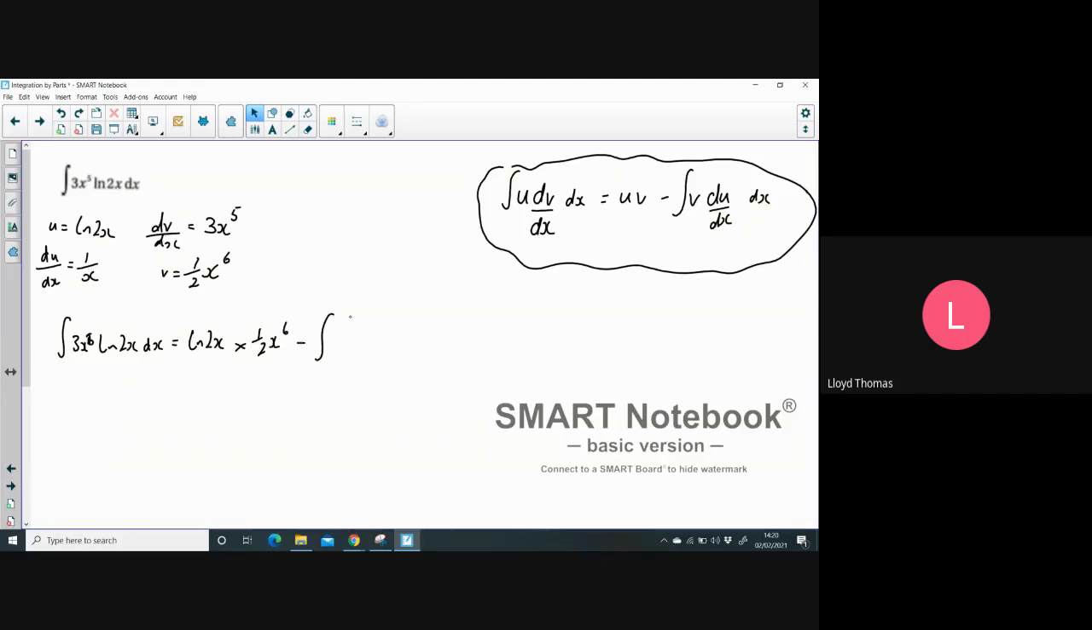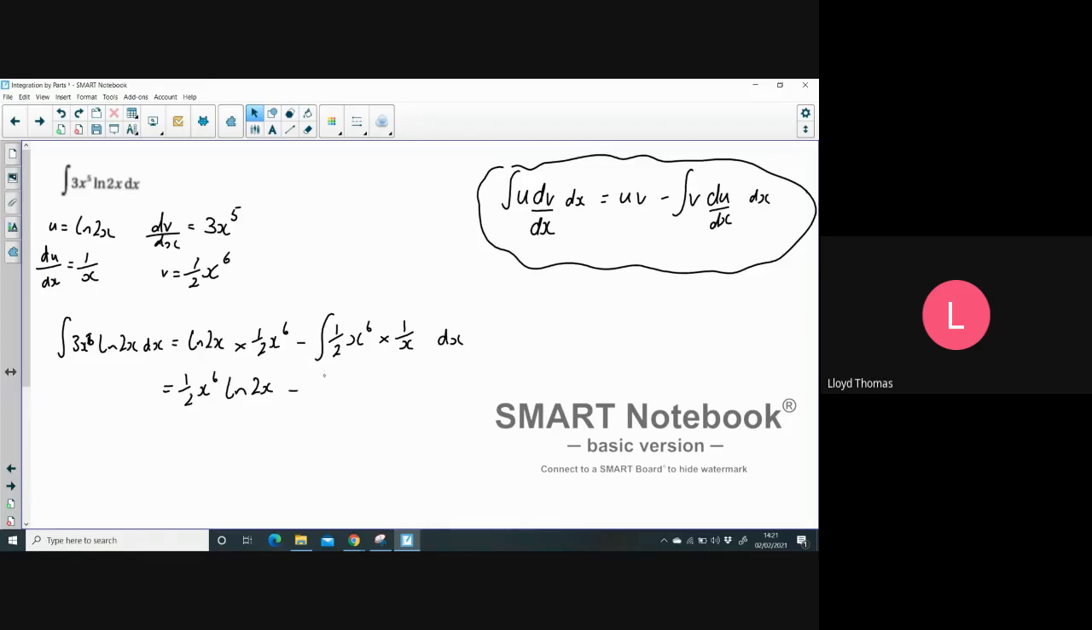Take away the integral of v du by dx, which is v, half x to the power of 6, times du by dx, which is 1 over x, dx. Very similar to the last one in the fact that I have to simplify some of this first. There's not much you can do apart from put these two terms together at the start. So that's going to become a half x to the power of 6 ln of 2x, once you just put all of those things together.